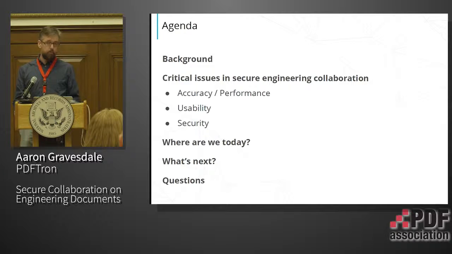First of all, accuracy and performance, and those are grouped together because there's often a trade-off between accuracy and performance. Usability, because there are specific usability issues that come up in construction and engineering that might not be in other contexts. And then security, because, of course, secure engineering collaboration requires security itself. So we're going to discuss where things seem to be today in the industry, from what we're hearing from people, and where we think things might be going in the near future.